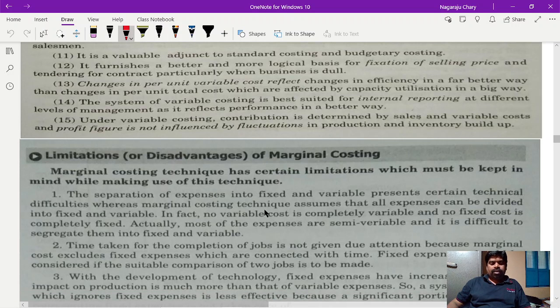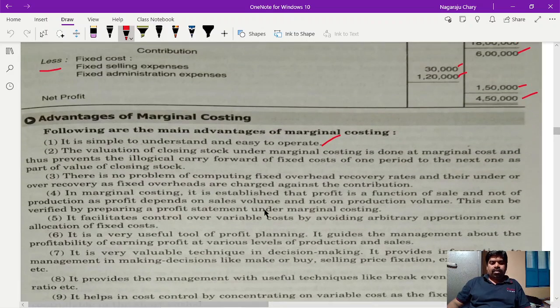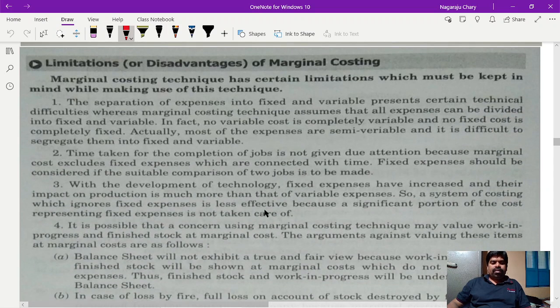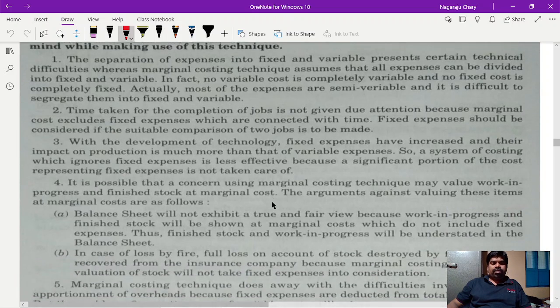So these are the advantages of marginal costing. So let us go for limitations. What are the disadvantages, the limitations, the drawbacks? What are the restrictions under marginal costing? Just now we saw advantages and we are going to see limitations.